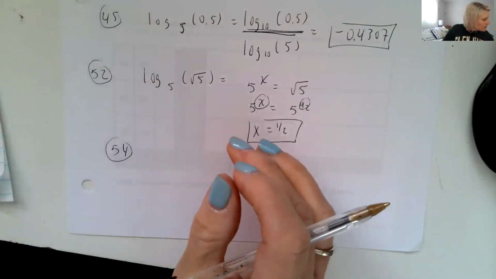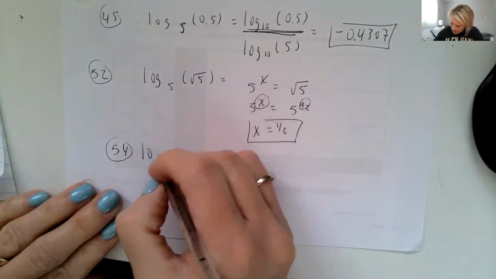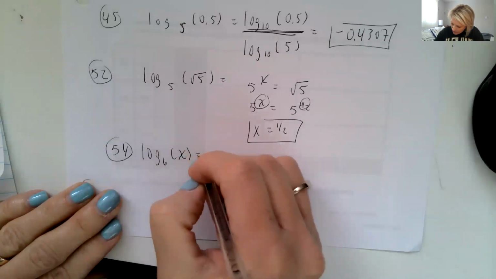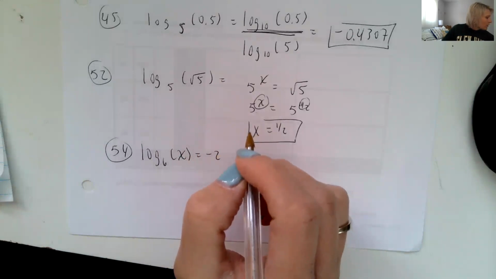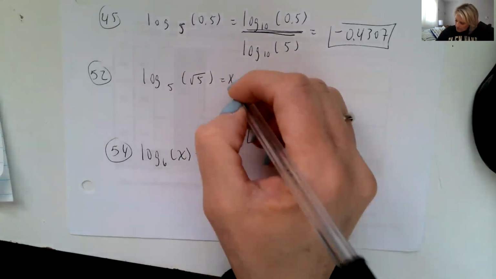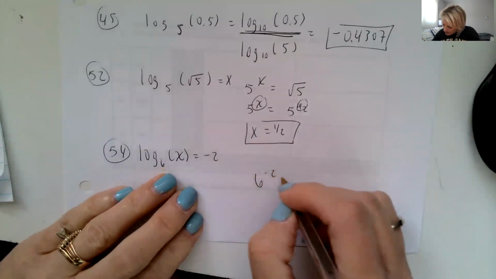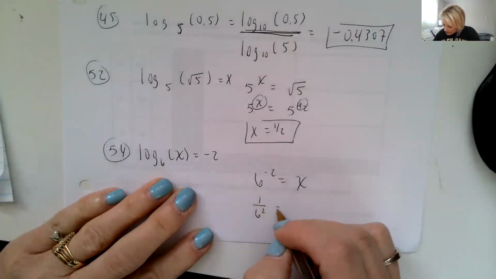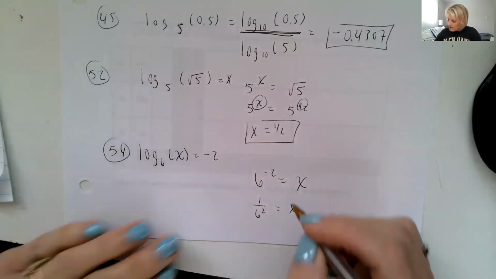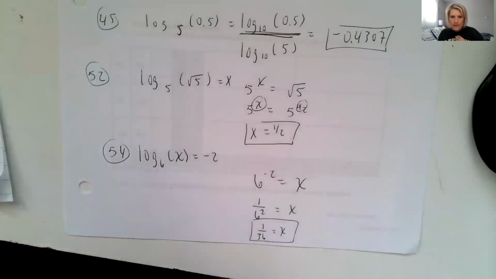54 says log base 6 of x equals a negative 2. So this says 6 to the negative 2 equals x. And 6 to the negative 2 means 1 over 6 to the positive 2, because a negative 2 means it's in the denominator. So it's 1 over 36 equals x. Okay.